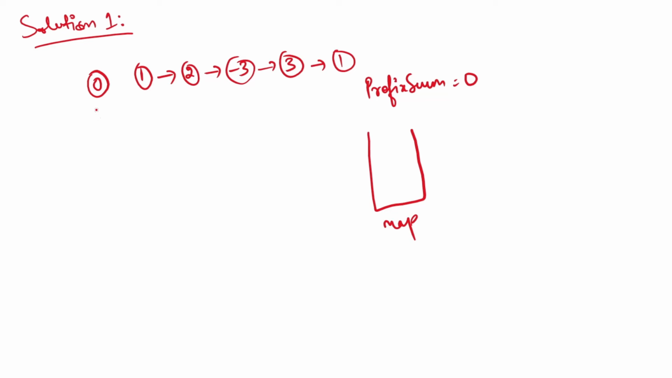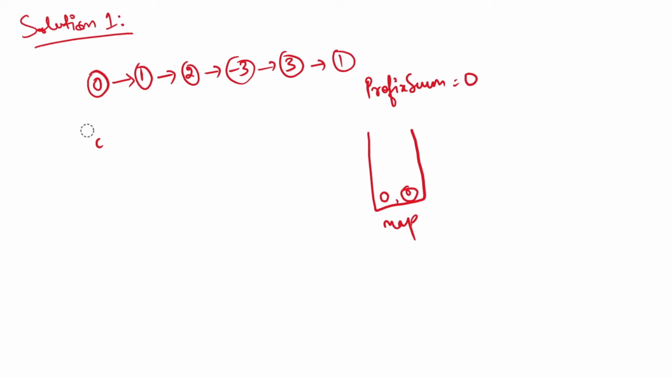First of all, I will start. My dummy node will point to 1 and I will make my current this. Now first of all I will see if 0 is present in the map or not. It's not present. So this is my sum and this is my node, and I will store my sum and node here.